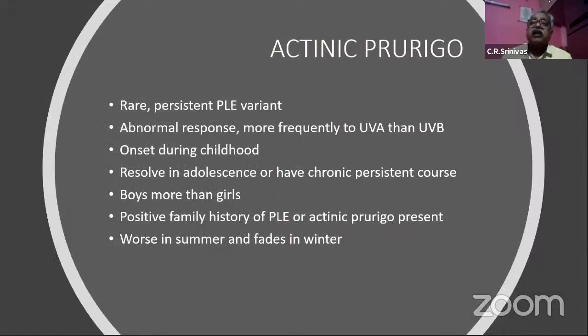Actinic prurigo is relatively more common. We do see it. It is possibly a variant of polymorphic light eruption. It occurs in children more than adults. Often there might be an atopic background. Boys get it more than girls. That is possibly because of the hairstyle. They cut off the hair, the ears, the pinna, are exposed, and the pinna is one of the sites commonly involved in actinic prurigo.